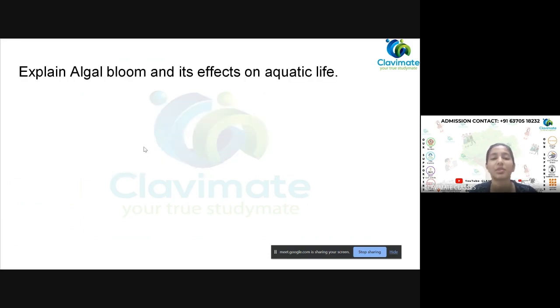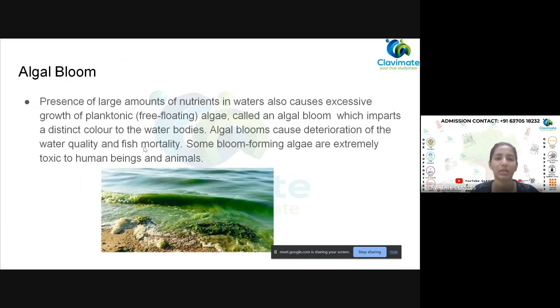The next question which will arise is: what is the algal bloom and its effects on aquatic life? See, you can see algal bloom in your daily life. Whenever there's a pond, you can see a kind of green algae, not fungi but algae, and they make a bed over the water body and float on it. So basically, what is an algal bloom?